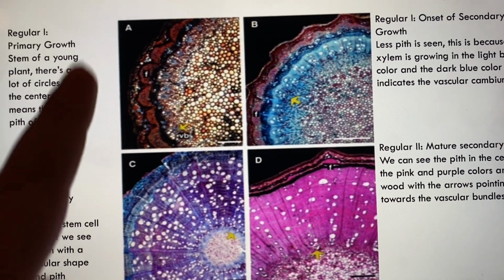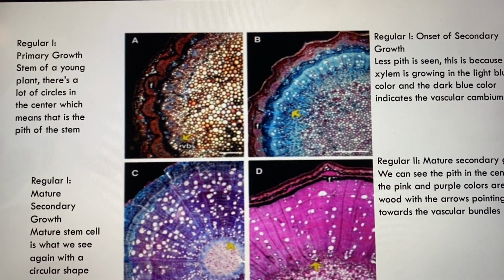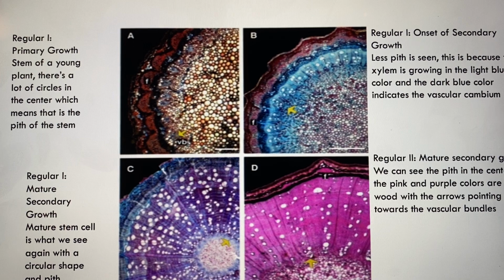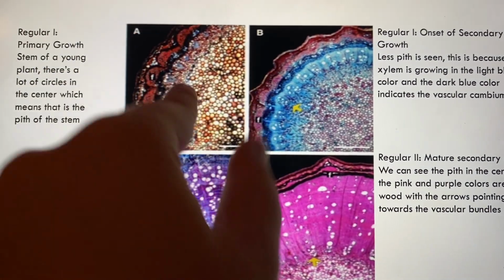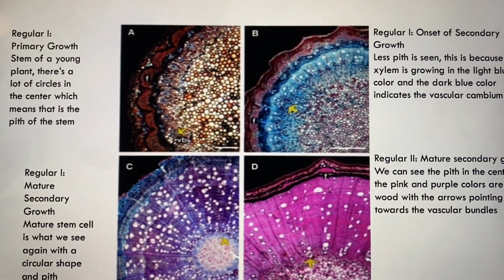So first, we'll break it down. This is part A of the figure. This is regular one, where there's a primary stem growth of a young plant with a lot of circles. All these individual circles here mean it's the pith of the stem.